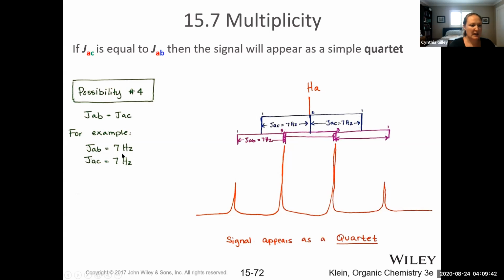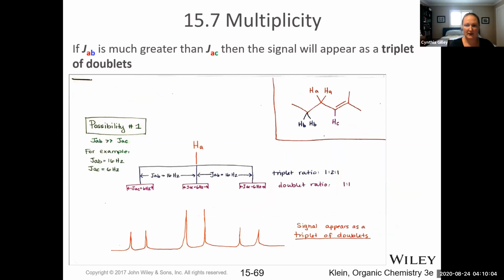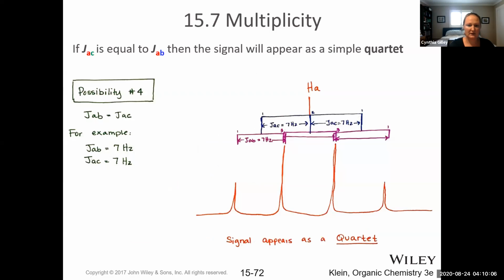So let's see, what if JAB and JAC are both 7 hertz? Then we can split HA into a triplet. Oh, I just realized that there's only one C, right? Yes, so I actually labeled this one wrong. This should be JAB equals 7 hertz, because if we're splitting it into a triplet, then it's the one with 2 neighbors, which is B. So I apologize. This is JAB equals 7 hertz.